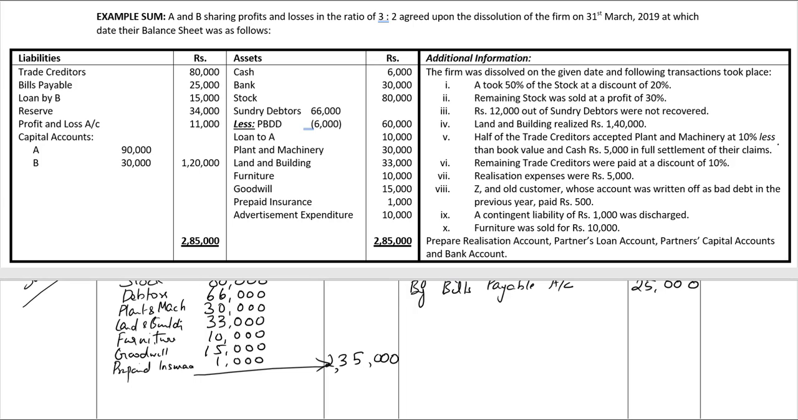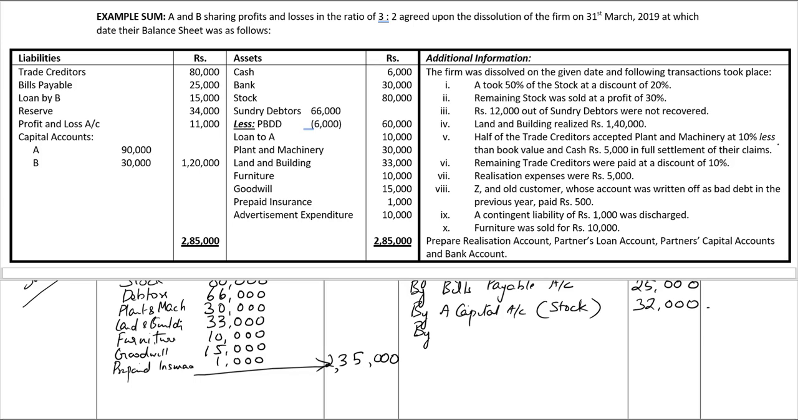First point, A took 50% of the stock at a discount of 20%. So by A's capital account, for stock taken over, the book value of stock is 80,000 rupees. 50% is 40,000 rupees. And 20% of 40,000 is 8,000. So on deducting 40,000 minus 8,000, we get 32,000 rupees, the value at which A takes over 50% of the stock.